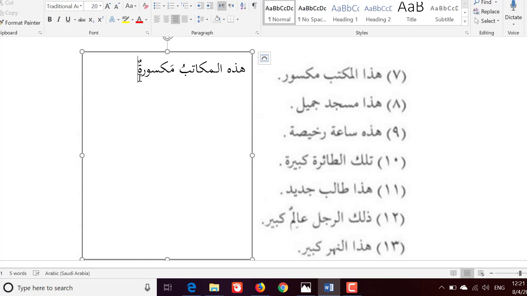So the first one we have is هذا المكتب مكسور, meaning this desk is broken. So we would change that to be هذه المكاتب. You're supposed to change these to the plural form. So مكتب becomes مكاتب. We change هذا to هذه, and مكسور to مكسورة. هذا المسجد جميل. So we would change this to هذه المساجد.